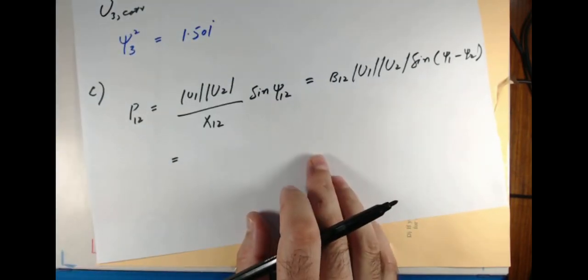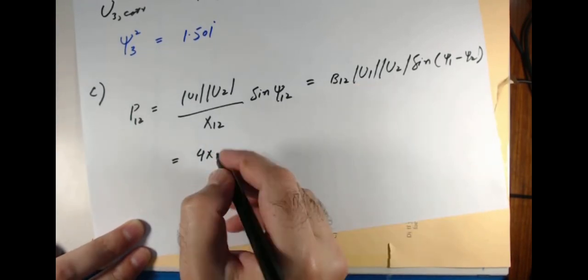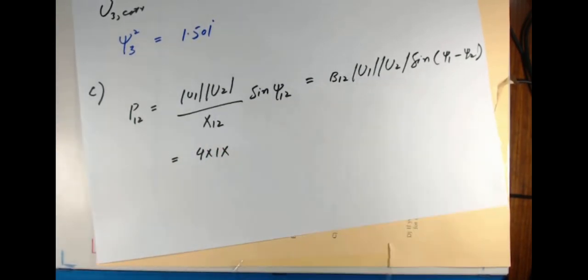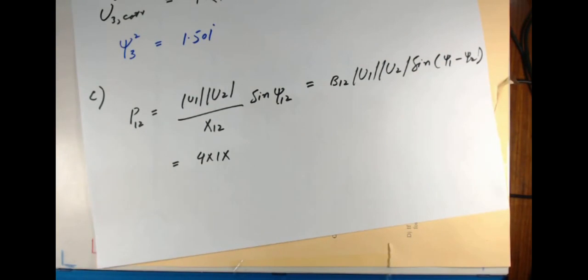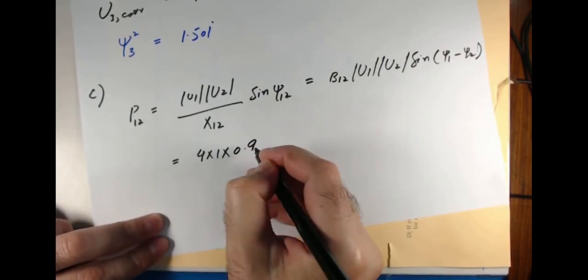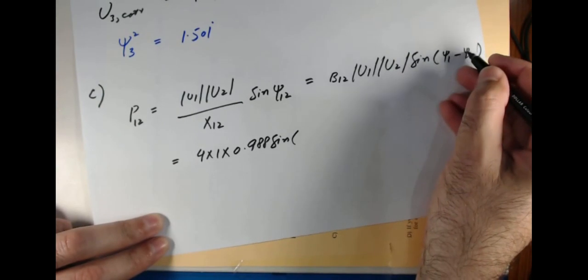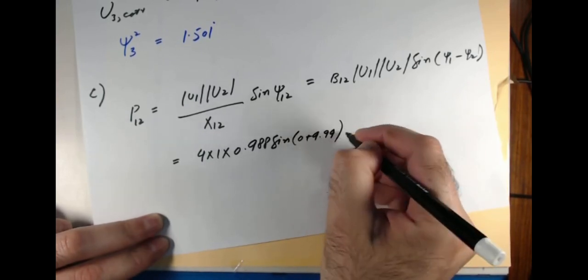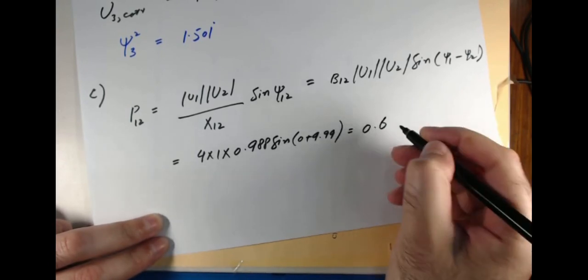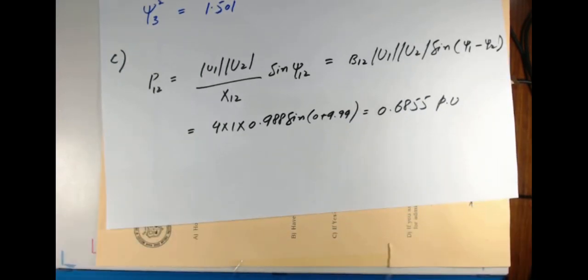So that is now 4 into the voltage magnitude, which is 1, into this one, which we have determined to be 0.988 after the second iteration. So putting this value now, 0.988 times sine of this angle. This angle is 0, this is minus, and we found it also to be minus 9.99, so putting 0, that will become positive 9.99. So that comes out to be 0.6855 per unit.